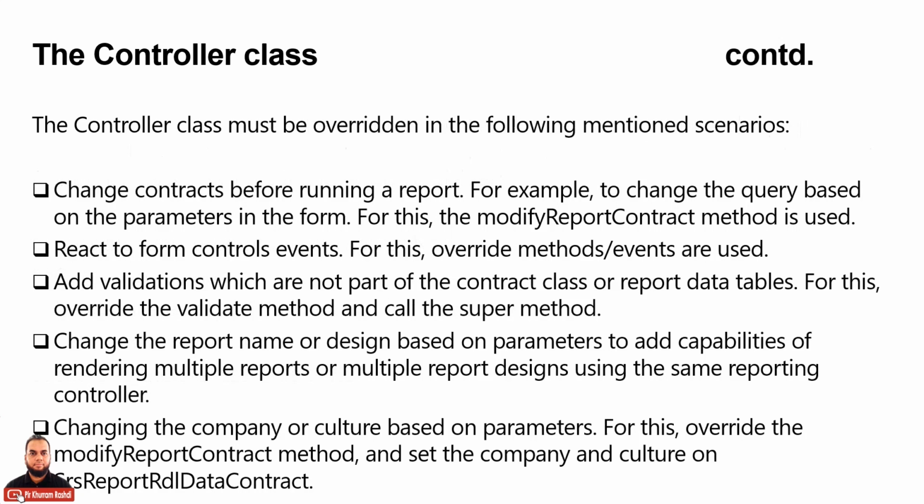The controller class must be overridden in the following scenarios. First, to change contracts before running a report. If we want to modify the contract before running, for example, if we want to change the query based on a parameter in the form, then we can use the modifyReportContract method. Also, to react to form control events, for which override methods and events are used. And if we want to add validations which are not part of the contract class or report data tables, override the validate method and call the super method.